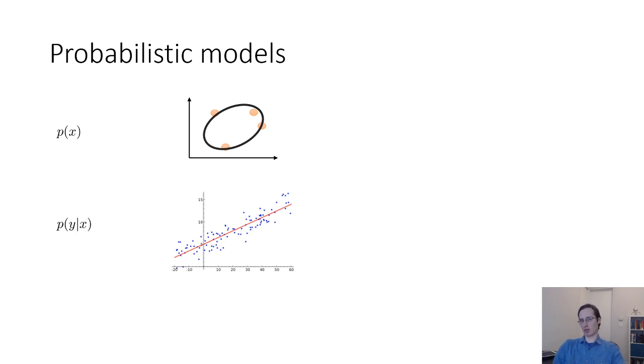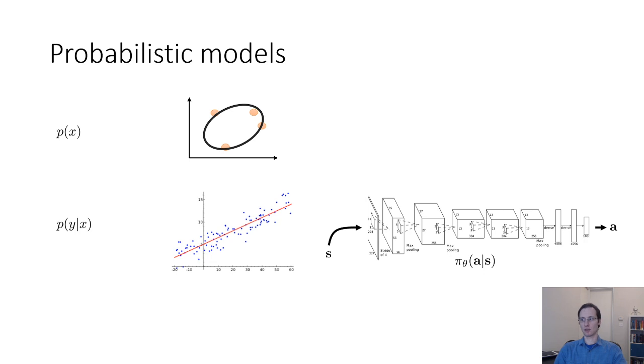Take a moment to think back to when in this class we've seen conditional probabilistic models. So one example of this, of course, is policies. Policies are conditional probabilistic models. They give us a conditional distribution over A given S.